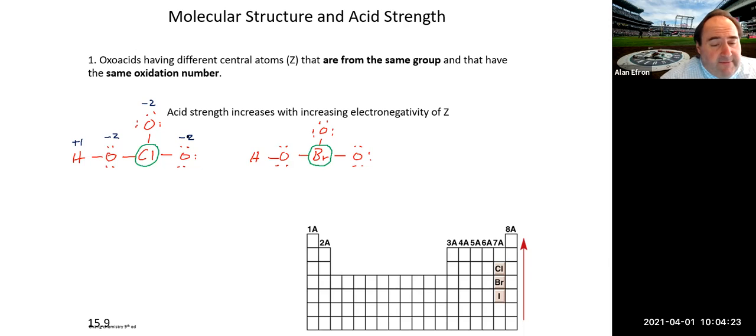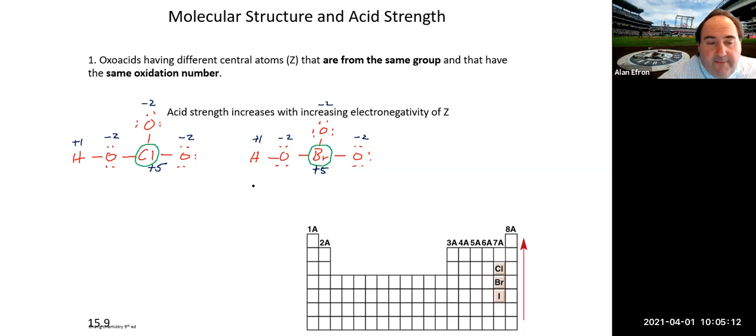If we add up all of our negatives, that's -2, -4, -6, and +1 gives us -5, which means the oxidation state, not the charge, on chlorine is +5 in this arrangement with those three oxygens attached to it. If we do the same thing for HBrO3, again -2 for this oxygen, -2, -2, and +1, we end up with the exact same thing: -2, -4, -6, and +1 is -5. The oxidation state of bromine in this arrangement is +5.